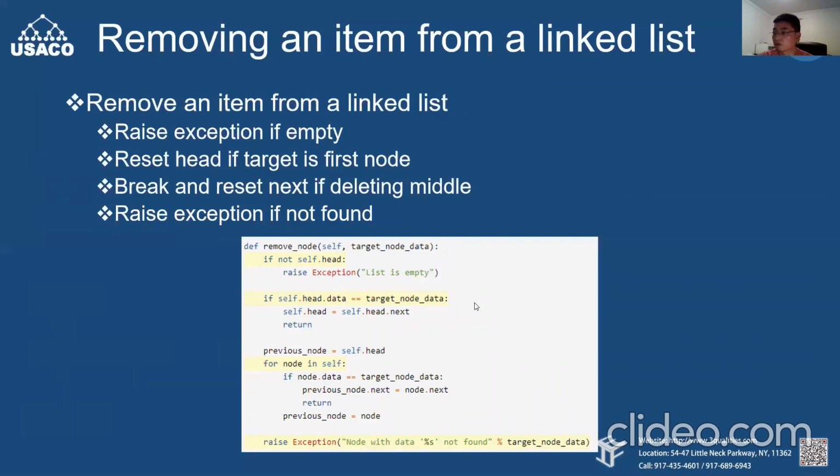Okay, let's come back to the code here. We have an if condition to check if the list is empty. If it is, raise an exception. We check if the target node is the first node. If it is, we just reset the head to the second node. And then if the node to be removed is in the middle, we need to find the previous node of the node to be deleted. And then reset the previous node's next to the original next of the node to be deleted. So those are the conditions.